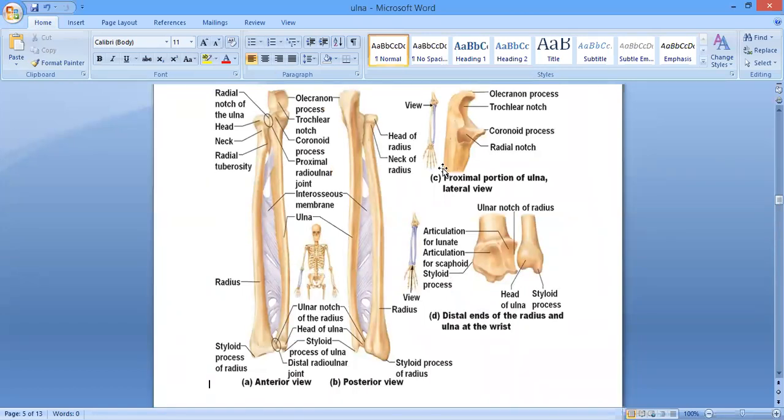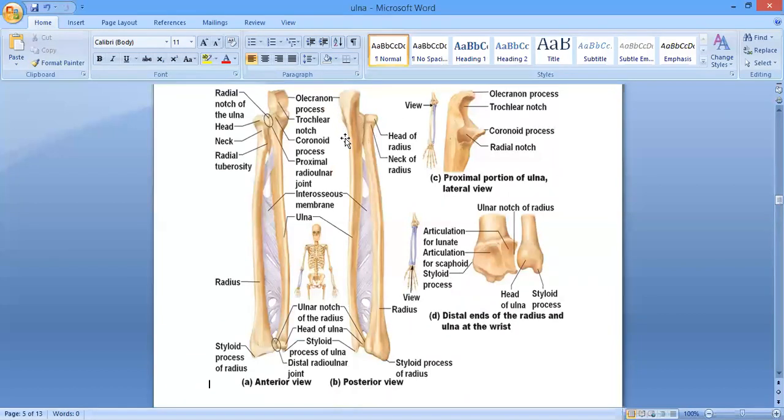This one is the anterior surface, right? Here you can see the posterior surface. This one is the lateral surface, and over here this one is the medial surface. And here this one is a superior surface. It has got 5 surfaces: anterior, posterior, lateral, superior, and the medial surface.